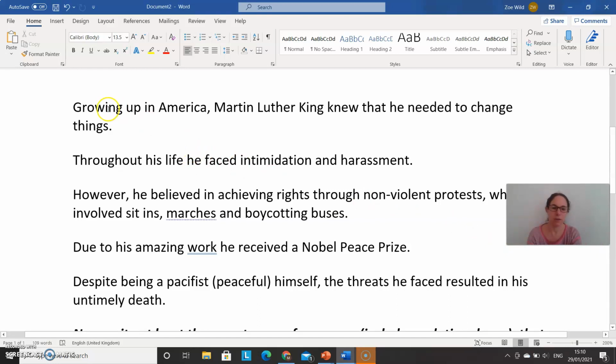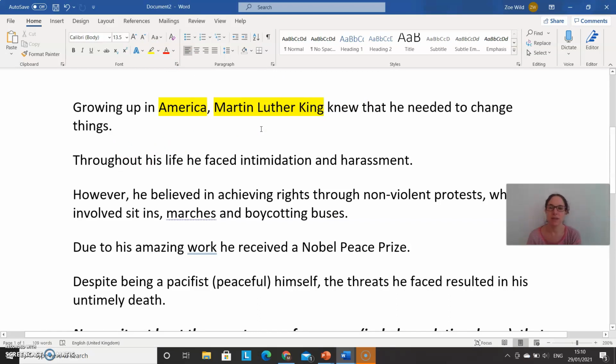So, growing up in America, Martin Luther King knew that he needed to change things. So these are the sentences you've been given, and you need to add a relative clause to them. Growing up in America, so where's my noun? America's a noun. Martin Luther King is a noun. So which one am I going to describe with a relative clause?